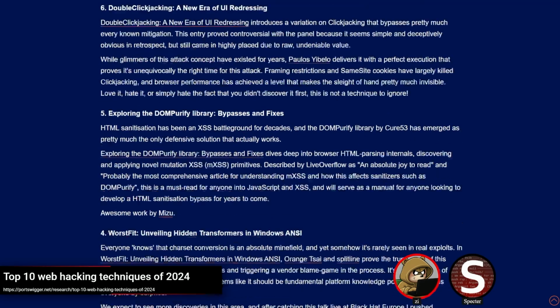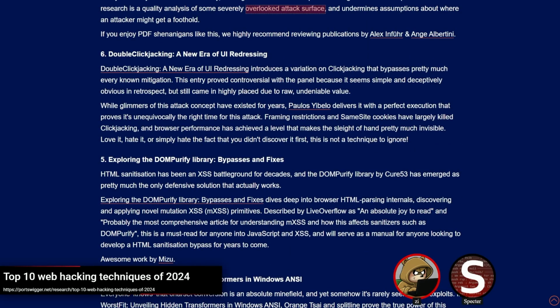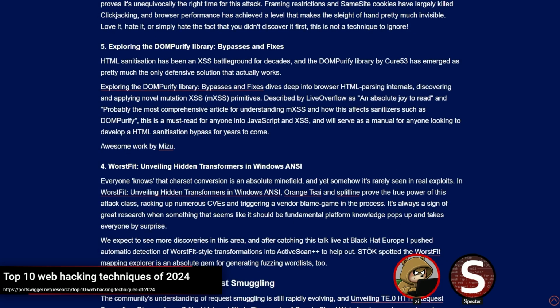That one also got media coverage, not like mainstream media, but it was very well covered. I feel like people also saw it. So anyway, DOMPurify library bypass fixes. This actually dove into several things, more than just one vulnerability, so I can't just summarize it for you, but it is a good resource on, I mean, DOMPurify technically, but mXSS in general.